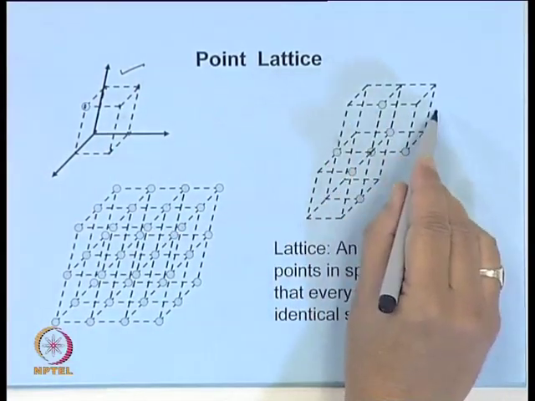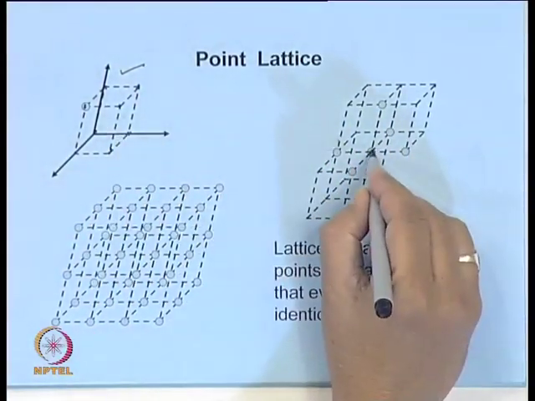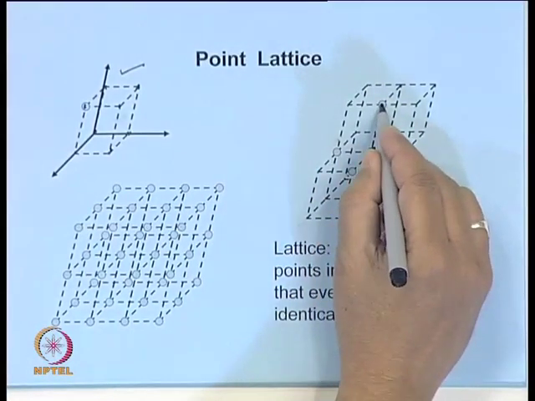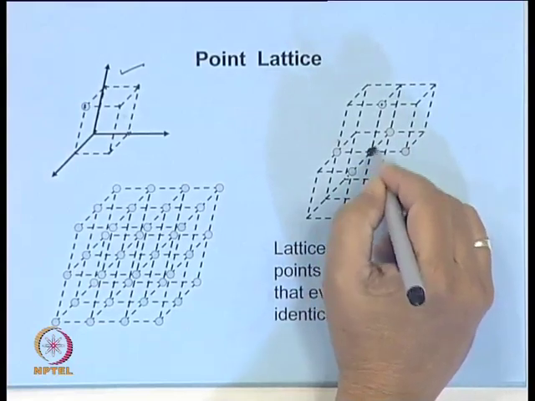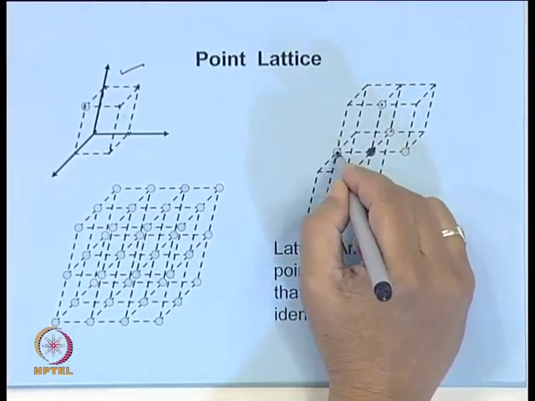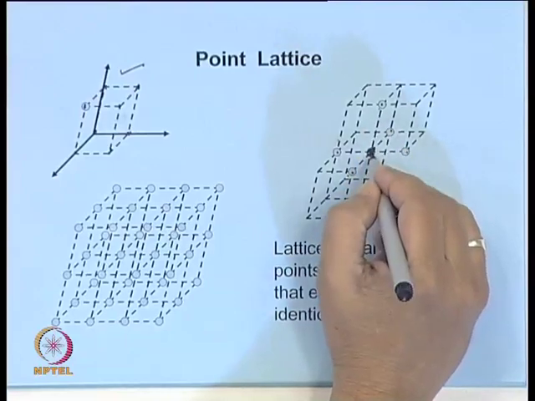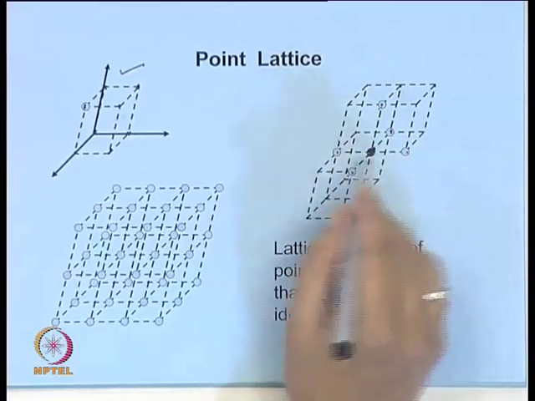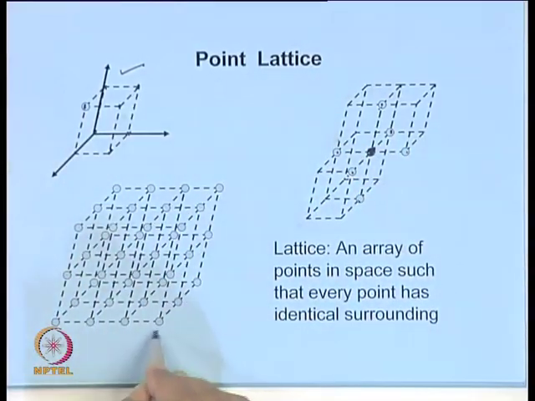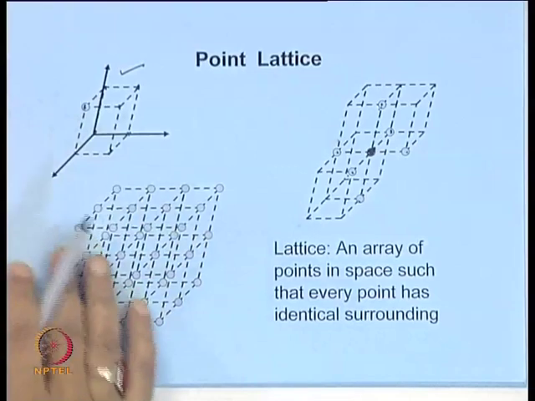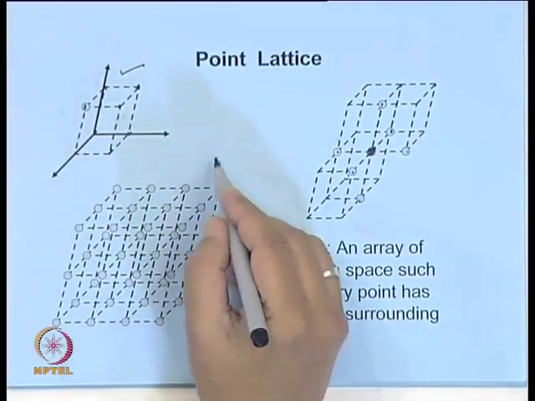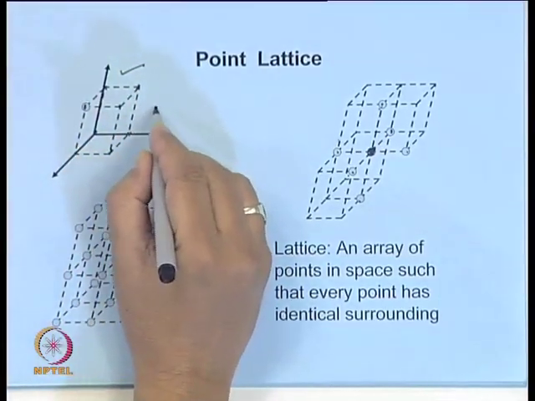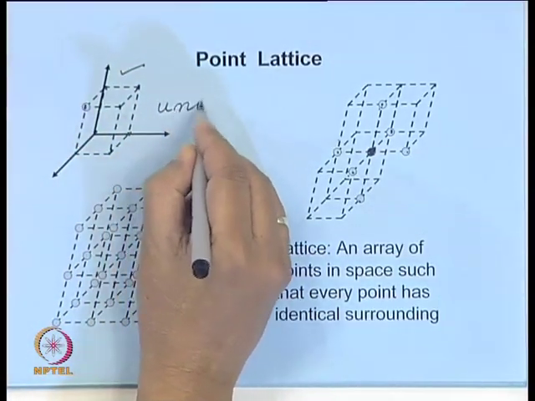So, something like this. That means one point has a surrounding, it has atoms, say one here, one here, one here, one here, one here, one here. So, this has a surrounding of 6 points, and if you repeat this, it is possible to generate a lattice of points like this, and this is called point lattice, and the smallest building block, this is known as unit cell.